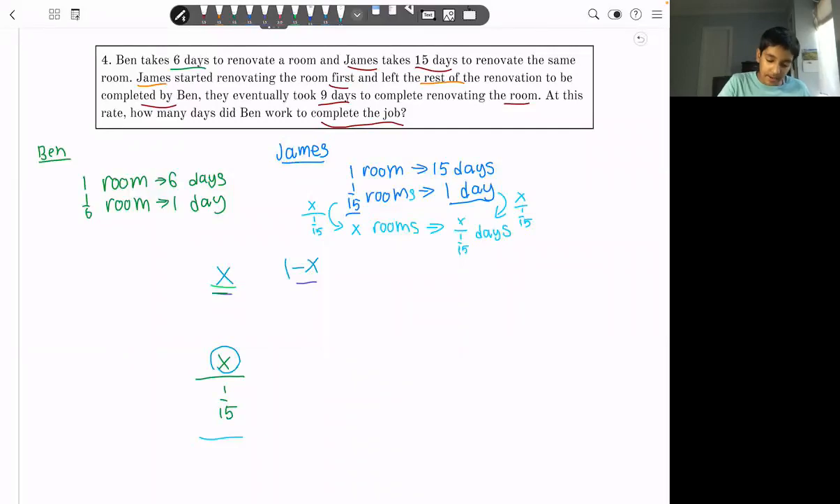And now what about Ben? Does anybody know what it is for Ben? It's very similar to what we did for James, except instead of X, he has to do 1 minus X rooms. So how many days will it take for that? Does anybody know what we can do from here?